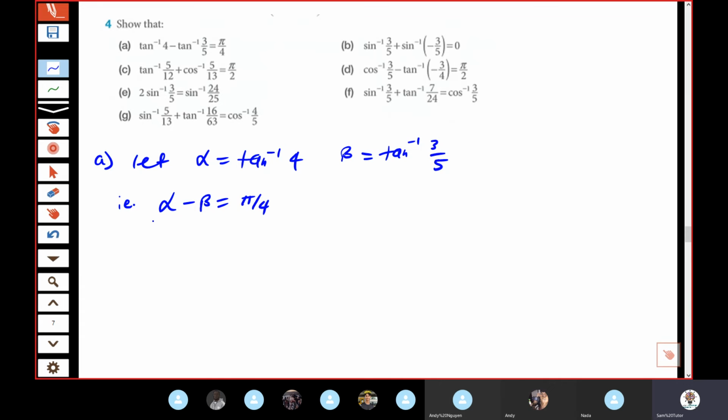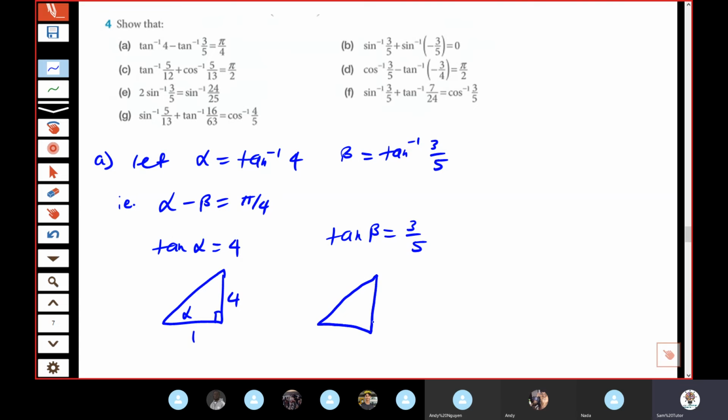Or we'll write IE, just so you know what you're trying to do. Okay, it's useless at this point in time, but what you can do is obviously tan both sides, right? So from here, you can get tan alpha equals 4, and tan beta equals 3 on 5. From there, you draw a triangle. Alpha is there. Opposite over adjacent. 4 over 1. Opposite over adjacent. Okay. And then what?